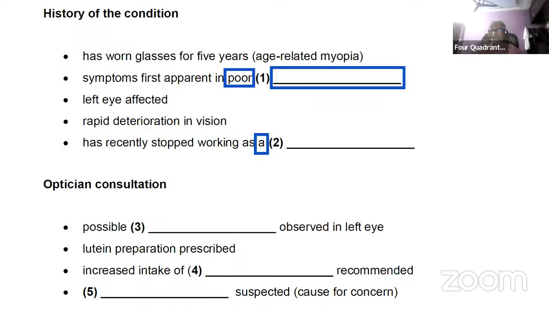Firecracker 5. Dash suspected. What is suspected? Something is suspected. That is the cause of something. What is that thing? Maybe glaucoma. Maybe what is that? Cataract. Vitamin deficiency.